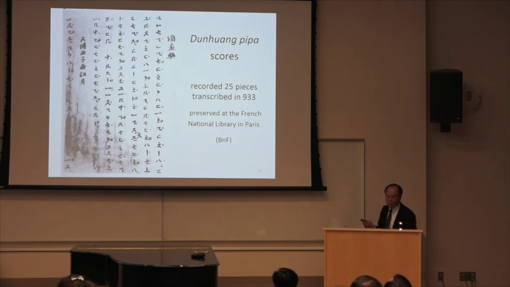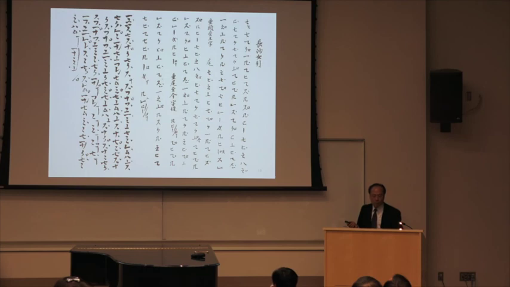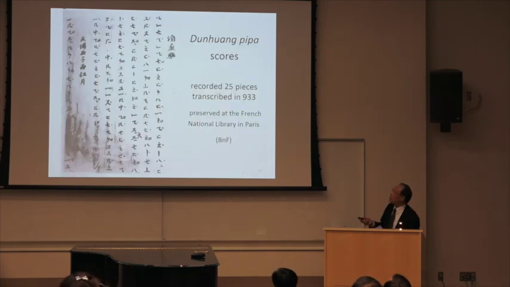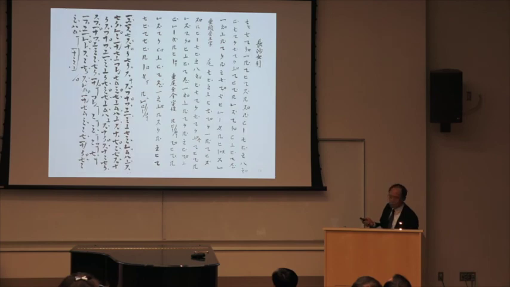The total of 25 pieces, according to 3 kinds of handwriting, are divided into 3 groups: 10, 10, and 5. The original scores are preserved in France, in the Paris National Library, BNF.